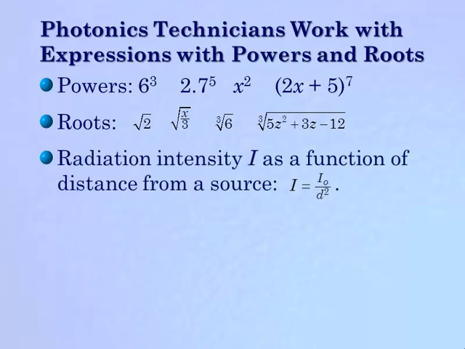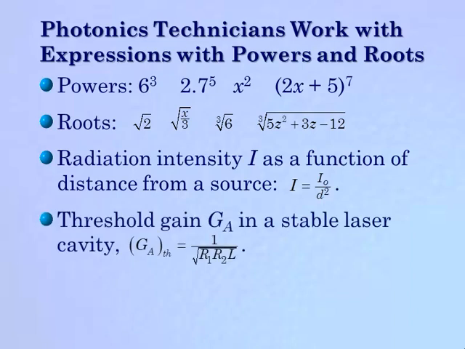Sometimes you'll have a formula like a radiation intensity I as a function of the distance from a source. I is equal to I sub 0 over d squared. Or you may have a more complicated expression such as the threshold gain in a stable laser cavity, which is given as G sub A is equal to 1 divided by the square root of R sub 1, R sub 2 times L.